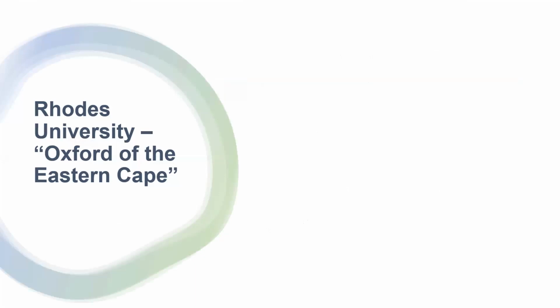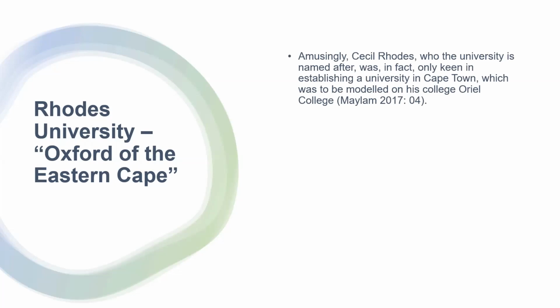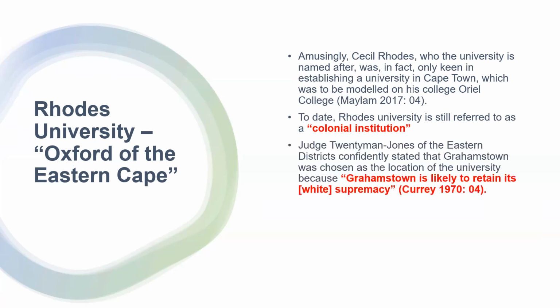And there's a reason why I chose Rhodes University as my case study. As we all know, Rhodes University is named after Cecil Rhodes, who was keen only on establishing a university in Cape Town, which was to be modeled on his college, Oriel College. And to date, Rhodes University is still referred to as a colonial institution. In the campaigning for getting a university in the Eastern Cape and in Grahamstown, it was Judge Jones of the Eastern Cape District who confidently stated that Grahamstown needed to be chosen as the location of the university because Grahamstown is likely to retain its white supremacy.